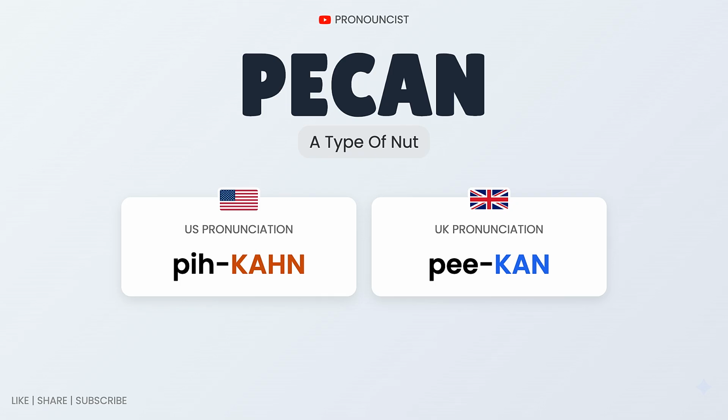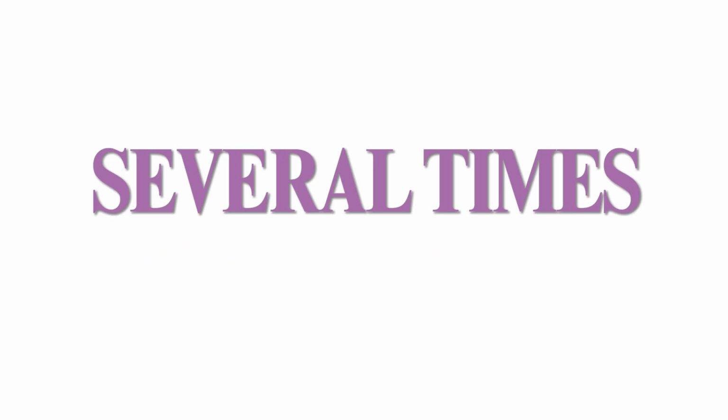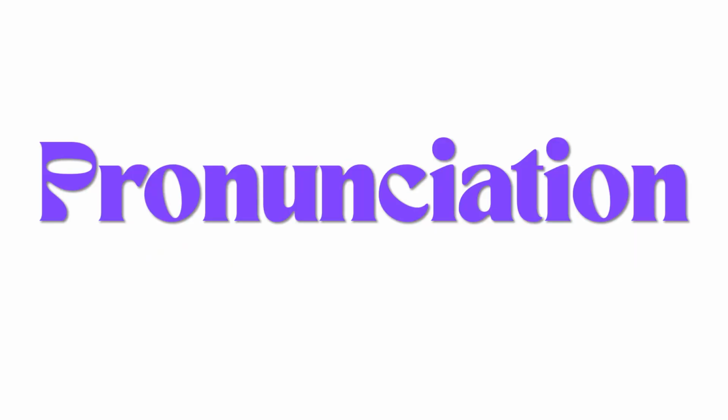Practice repeatedly and you'll soon be able to say this word perfectly. The best way to practice is to repeat the syllables multiple times. The meaning of the word is a type of nut. Try repeating this word several times to improve your pronunciation.